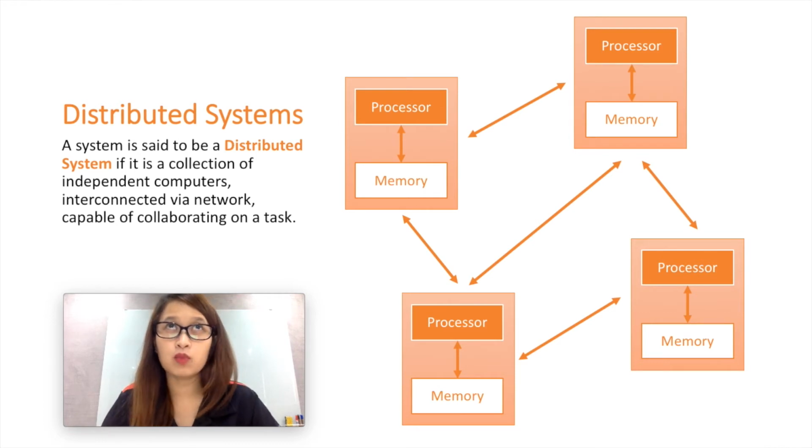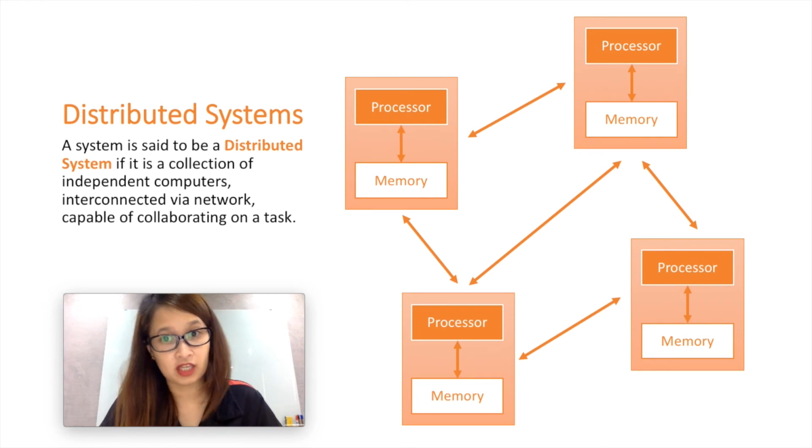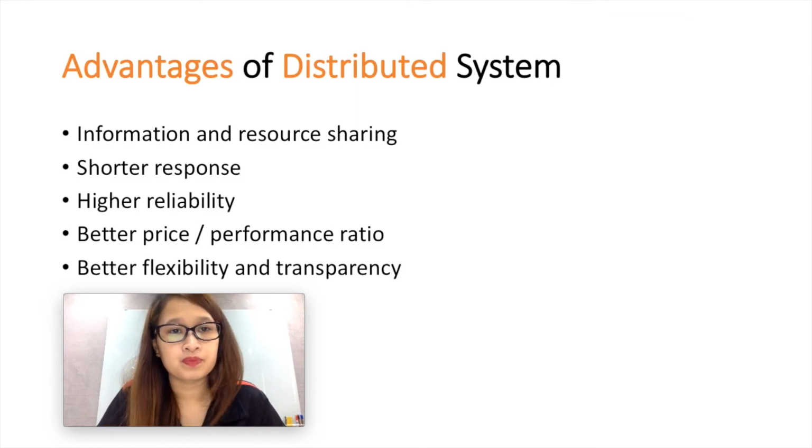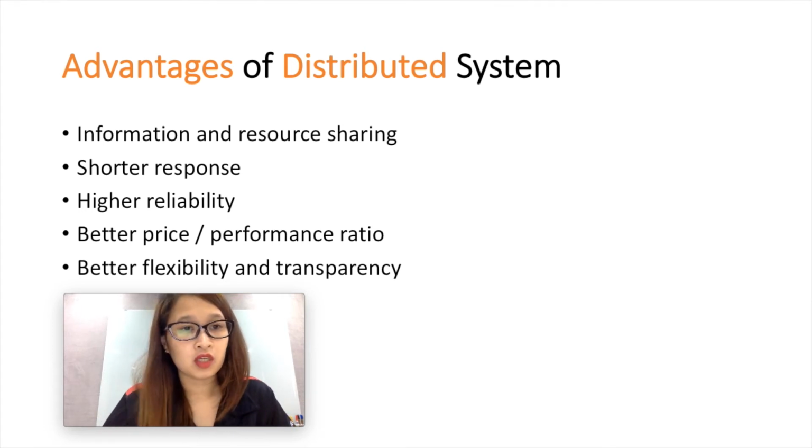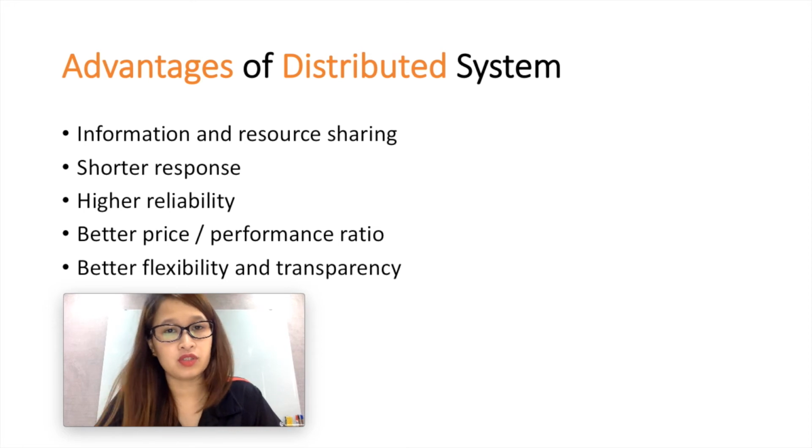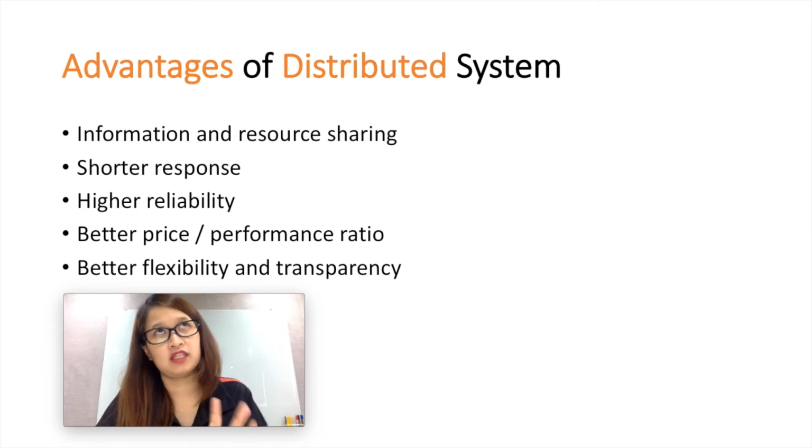So same with here in our office, we share our files from one computer to another via network. So examples of distributed system, as I said, would be the internet and ATM. So advantages of distributed system: information and resource sharing. In terms of hardware, like printers, multiple users can use that printer as long as those multiple computers are connected to that printer.